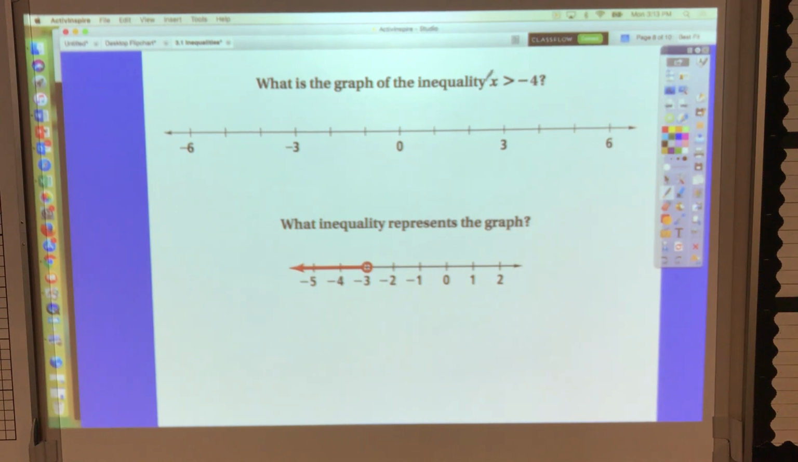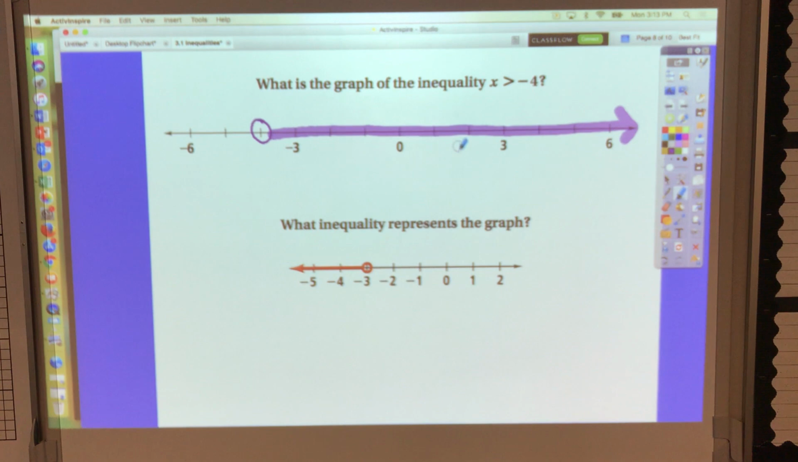So what is the graph of the inequality x is greater than -4? Since it's greater than, I need an open circle. So I'm going to put an open circle on -4, so it's -3, here's -4. It wants greater than, and if my answer has to be greater than, that means my arrow is going to move to the right, because I need my values to be bigger than -4. So if I pick 0, 0 is bigger than -4, and 0 is in my shaded part. So I shaded that correctly, okay?